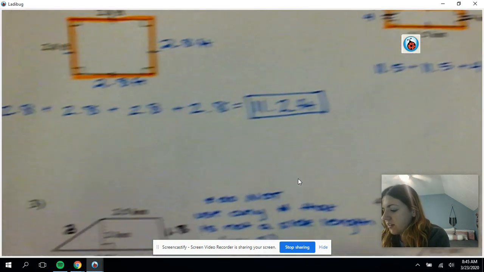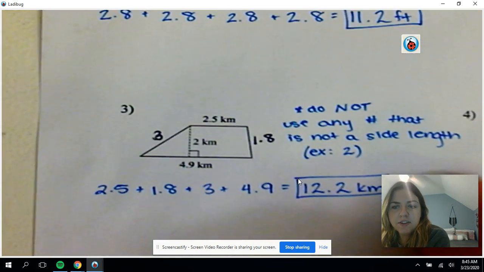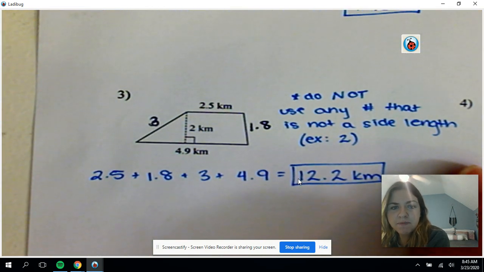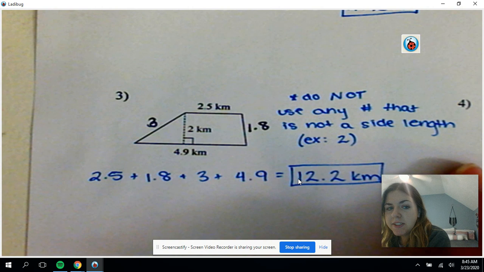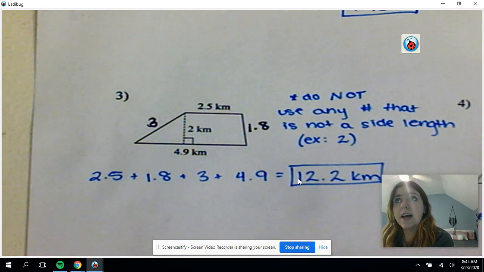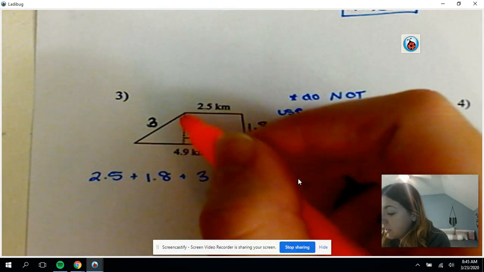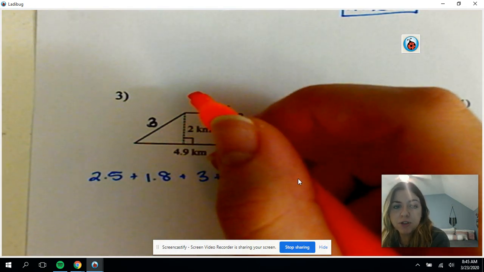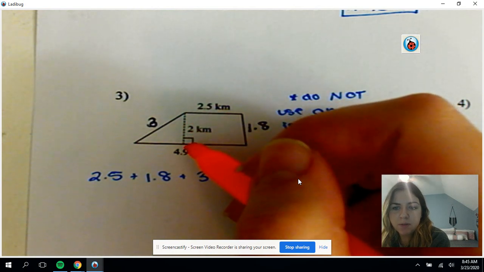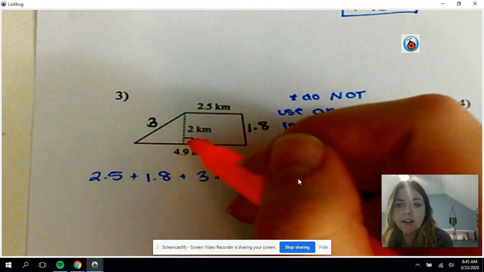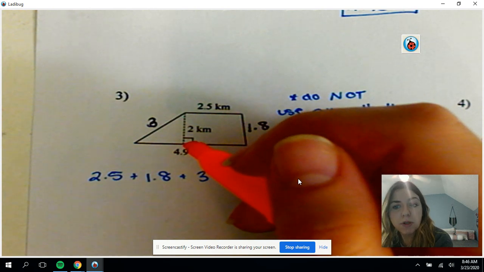All right. Then we move on to the trapezoid. And notice here, a trapezoid has 4 sides, but there's 5 numbers. Well, we don't ever want to include any numbers that are on the inside of the shape. So this 2 kilometers doesn't have anything to do with the perimeter.